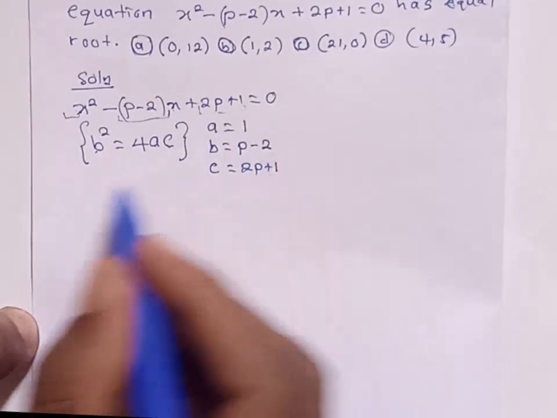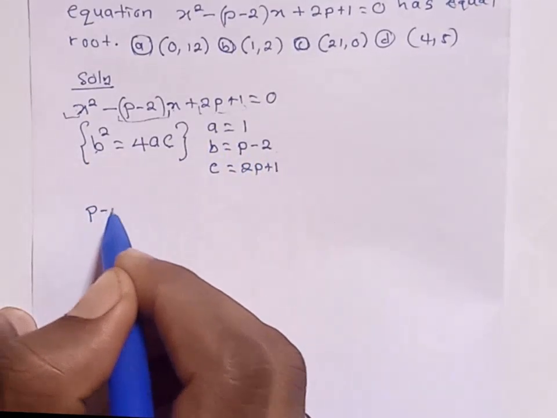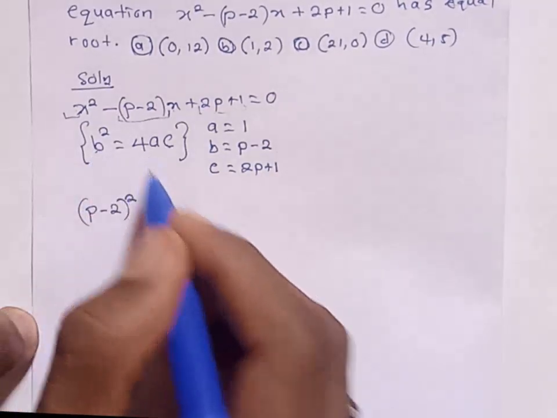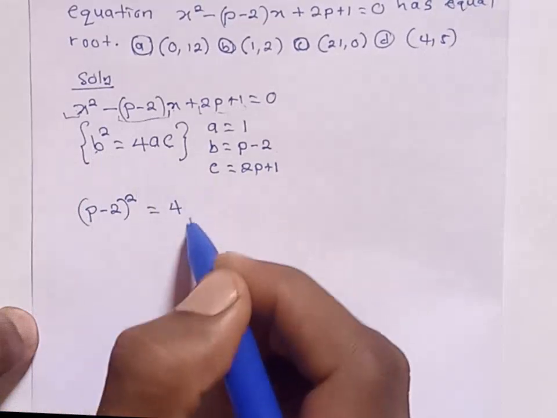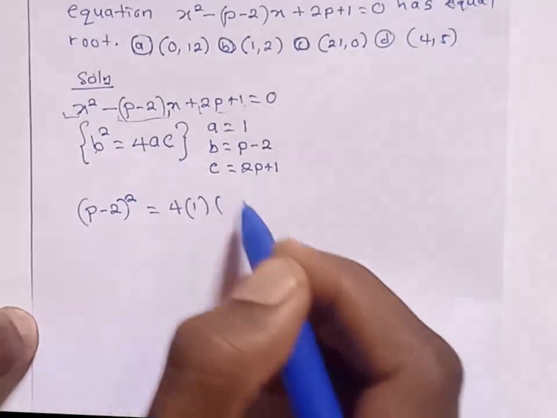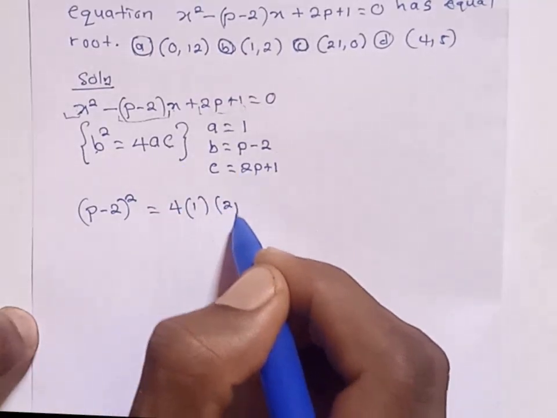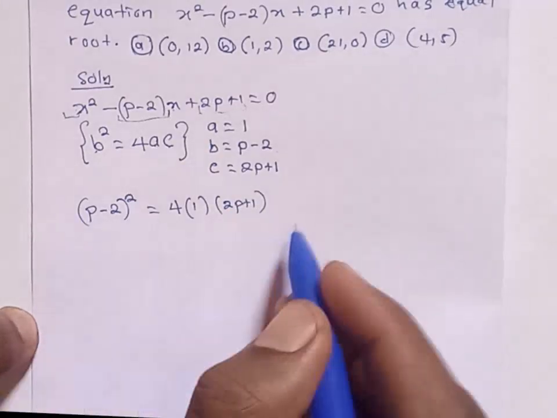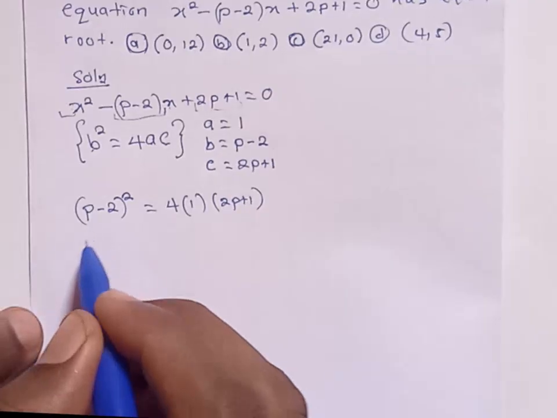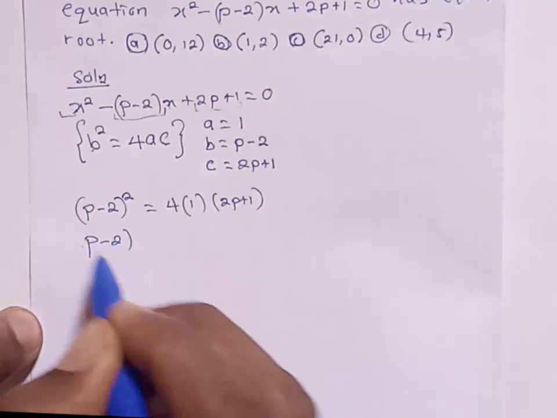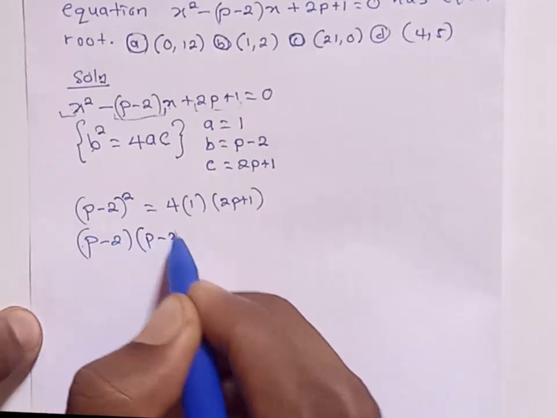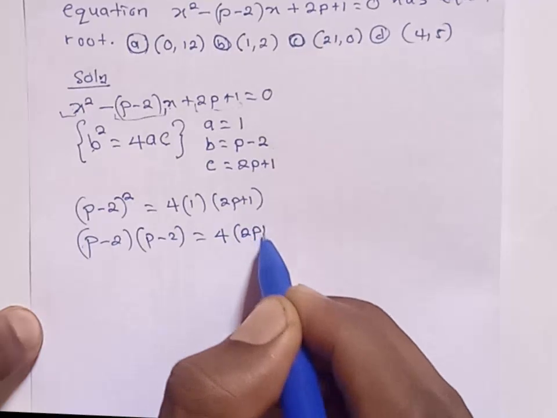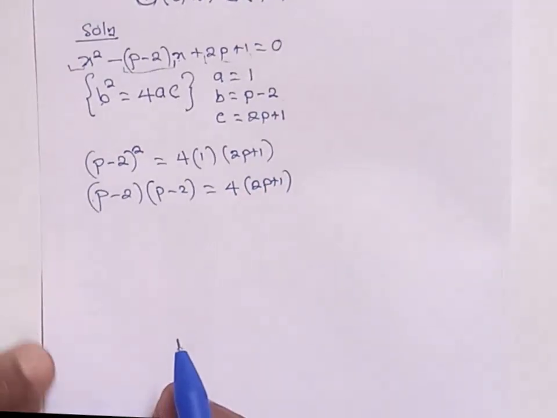Our b is p minus 2. So we can simply say (p minus 2) all squared is equal to 4 multiplied by 1 multiplied by c, which is 2p plus 1. So now we are going to expand this bracket. We have (p minus 2)(p minus 2) is equal to 4 into bracket 2p plus 1.